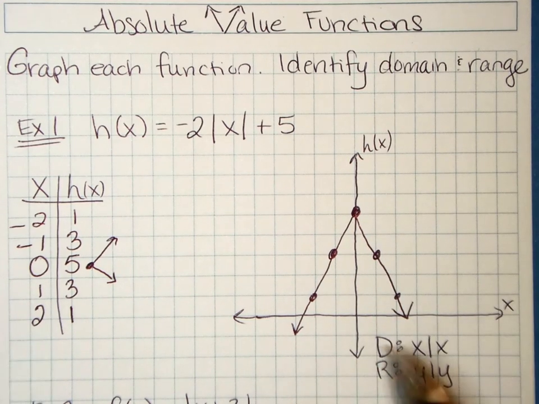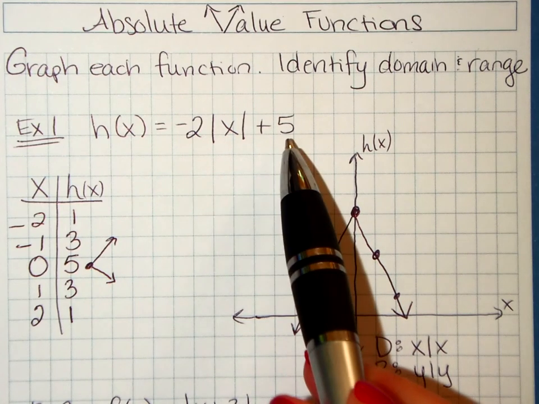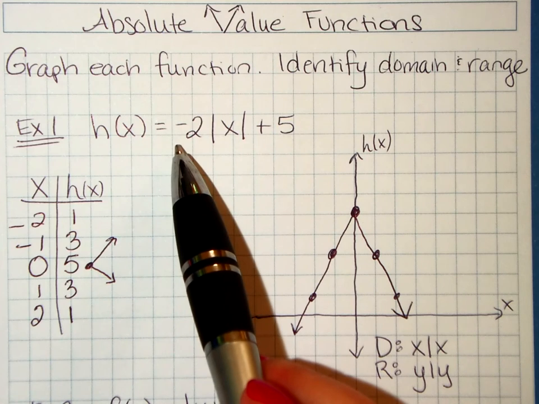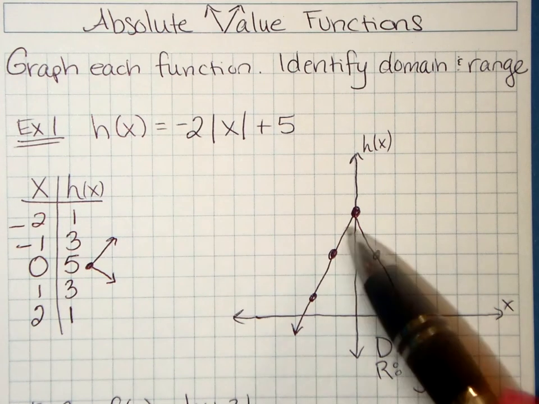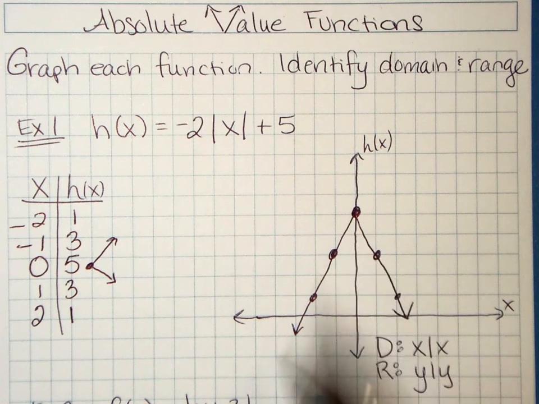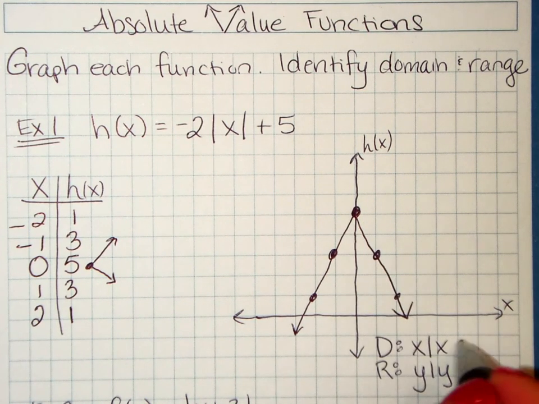Okay. So what happened to my parent graph that started at 0, 0? It went up 5. It got stretched by 2, and it reflected over the x-axis, which means now I'm facing downward. For domain, this arrow goes left, this one goes right. There's no gaps in between, so your domain is all real numbers.